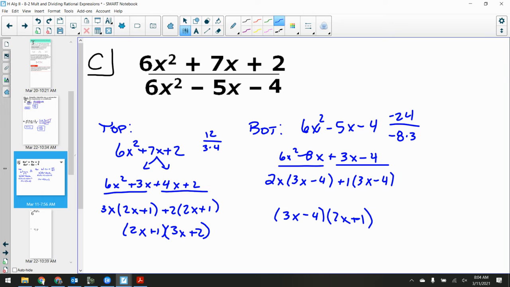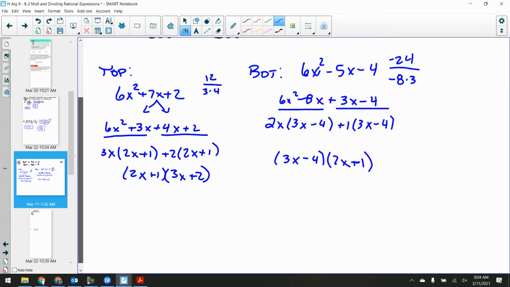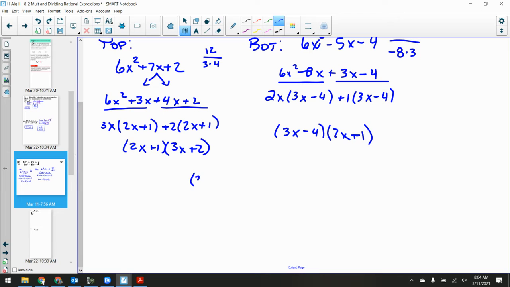Okay, so top and bottom are fully factored. What are we doing that's equivalent to what we do with numbers? That was just doing like the factor tree, right? Getting it down to its prime factorization so that we can see if any factors will cancel. Let's take a look at both numerator and denominator. So I've got 2x plus 1, 3x plus 2, over 3x minus 4, 2x plus 1.